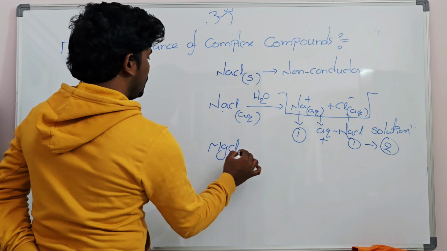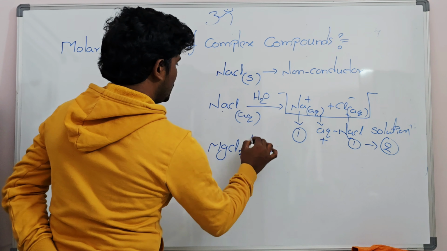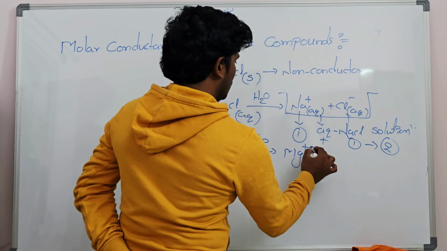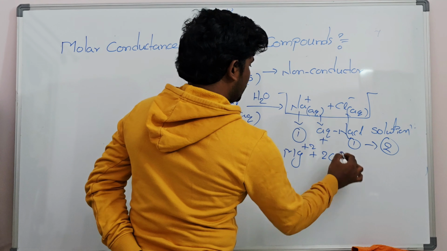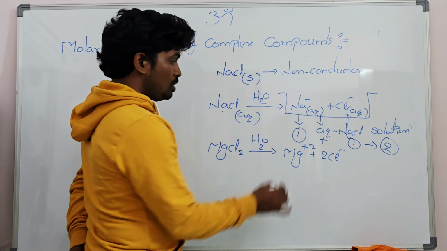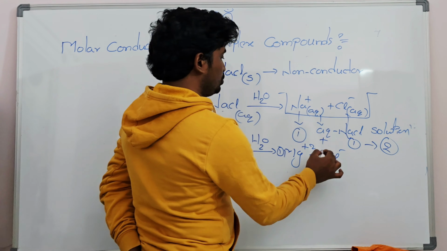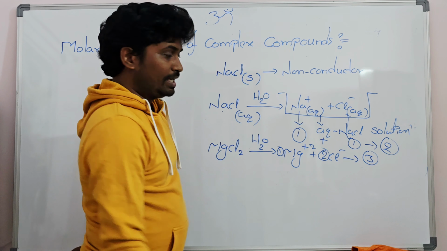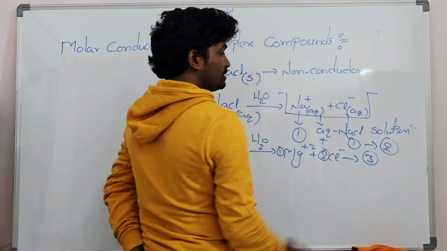MgCl2, magnesium chloride, after dissolving in water gives Mg2+ and 2 Cl-. How many ions are generating here? 1 Mg2+ ion and 2 Cl- ions, overall 3 ions. Molar conductance here is 3, and for sodium chloride it is 2.